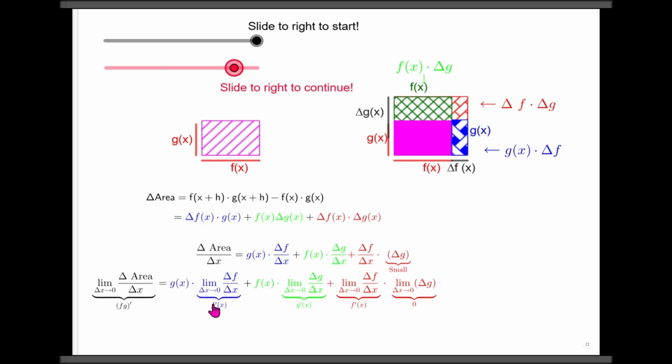Note that the limit of the quotient delta f over delta x as delta x approaches 0, according to the hypothesis, is equal to f prime of x, and the limit of the quotient delta g over delta x as delta x approaches 0 is equal to g prime of x. These limits are finite, and therefore, if one of them is multiplied by a limit that is going to 0, that term is going to disappear. And this gives us the product rule formula, f prime of x times g of x plus f of x times g prime of x.